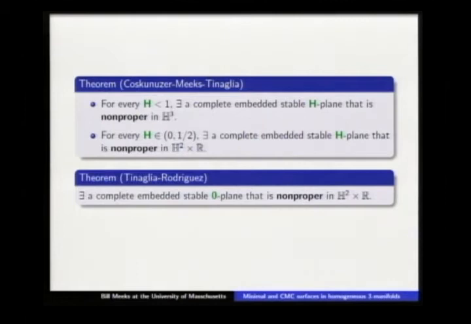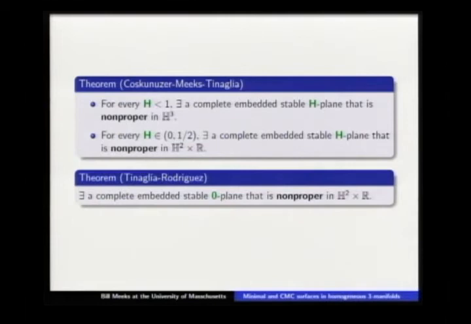Remember I just said if your H was bigger than 1, finite topology examples that are embedded are always properly embedded. However, if I take any H less than 1, it turns out I can put planes in hyperbolic three-space which are sort of between two stable catenoids, and they somehow spin into these two catenoids. I can make a foliation of a part of hyperbolic space with leaves that are planes. Okay, so we have these examples.